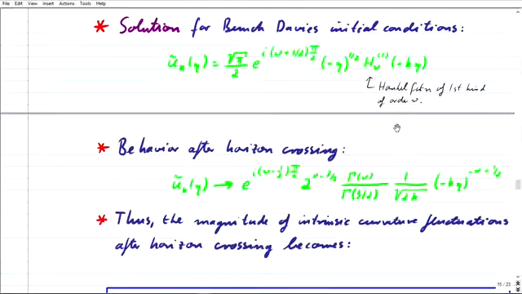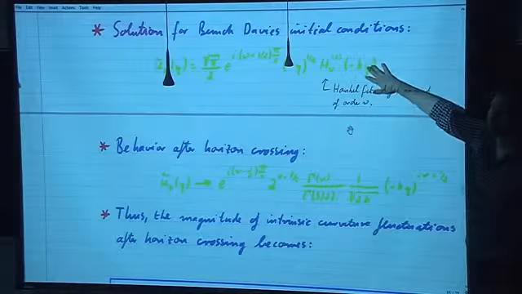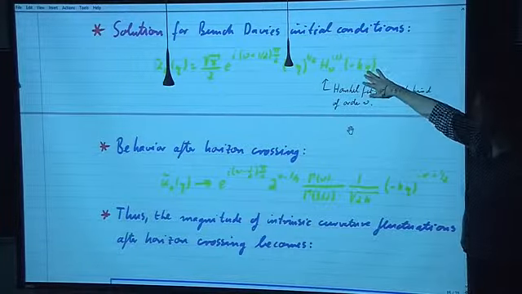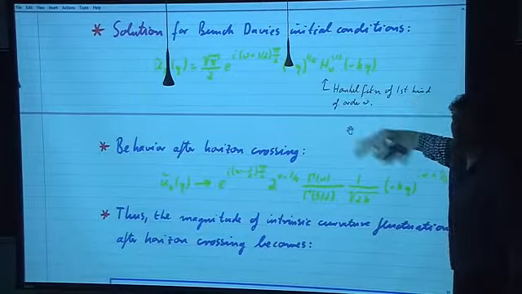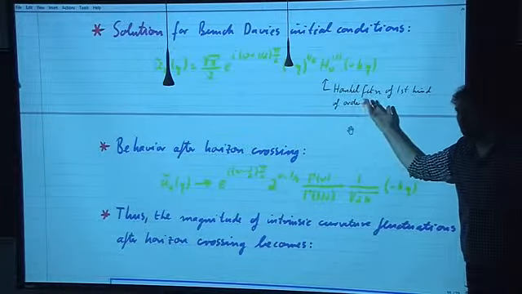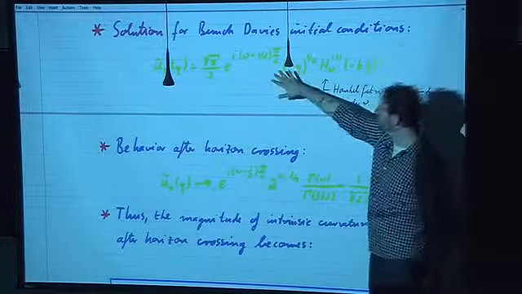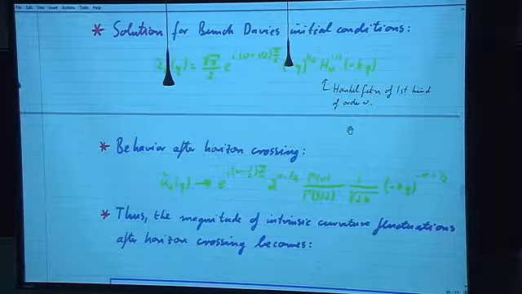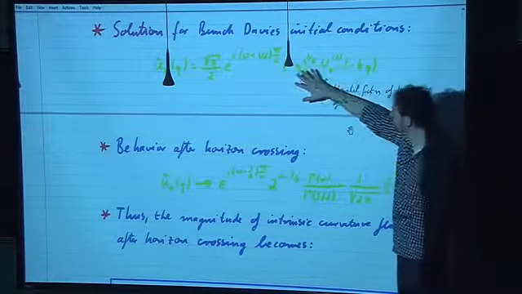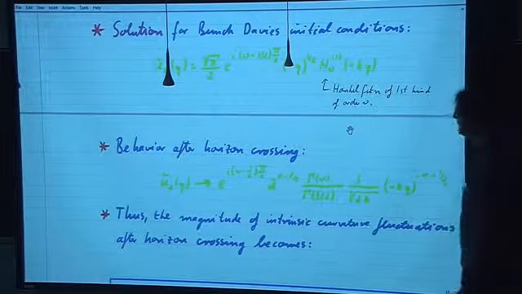Okay, so that's the full solution for the Mukhanov variable's mode function. Let's look at what its behavior is after horizon crossing. Remember, we still have to divide by the scale factor. So we still have to divide by z to get the actual Mukhanov variable r. This is the solution without a friction term, right? So now let's look at what this thing does after horizon crossing.